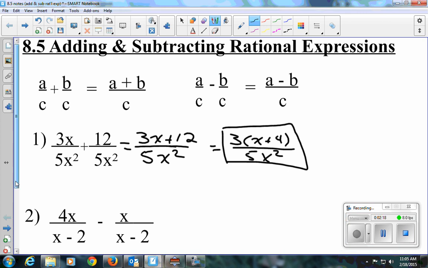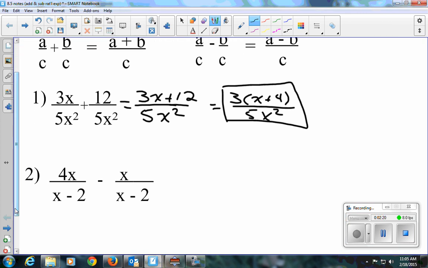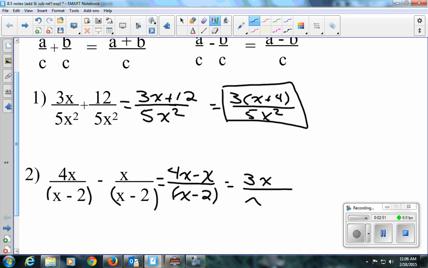Okay, so let's look at the second one. We got 4x over x minus 2 minus x over x minus 2. What's my common denominator? X minus 2. Remember, you can put that in parentheses. So I've got x minus 2. That whole thing is my denominator. So I take my numerators and I say 4x minus x. Well, can I simplify that one? Okay, 4x minus x, that would be 3x. So I've got 3x over x minus 2, and I can't simplify that anymore.